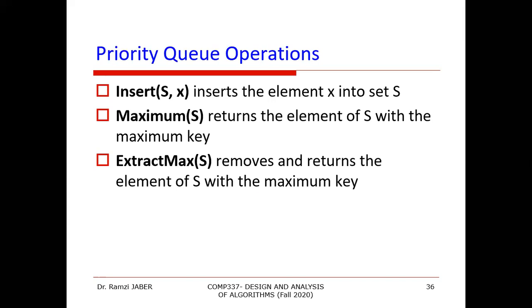Or return the maximum, which is the root node. Using heap sort on the set S, we can get the root node, which is the maximum number, right? So we can use it for maximum of S. And also extract max of S removes and returns the element of S with the maximum key, the same, okay? So these three functions are in data structures.